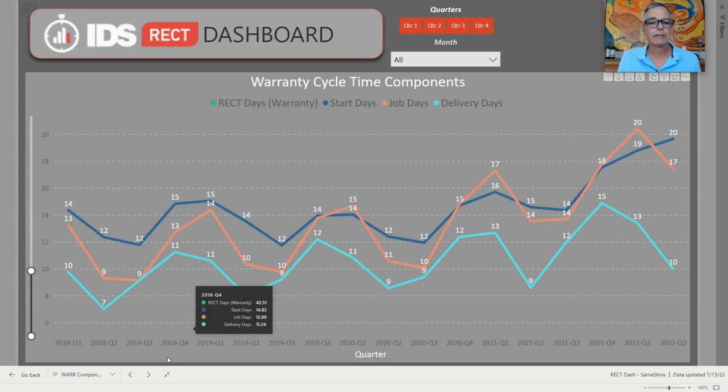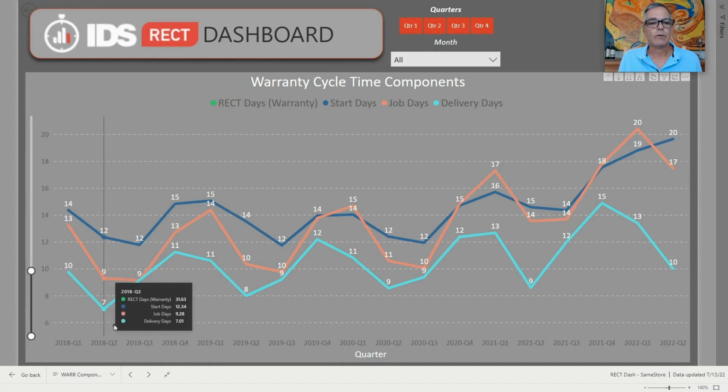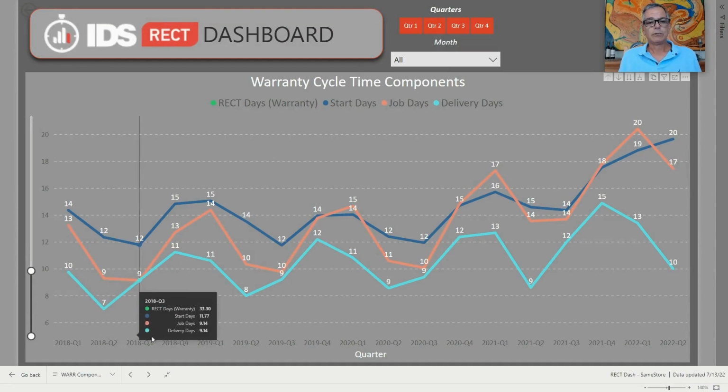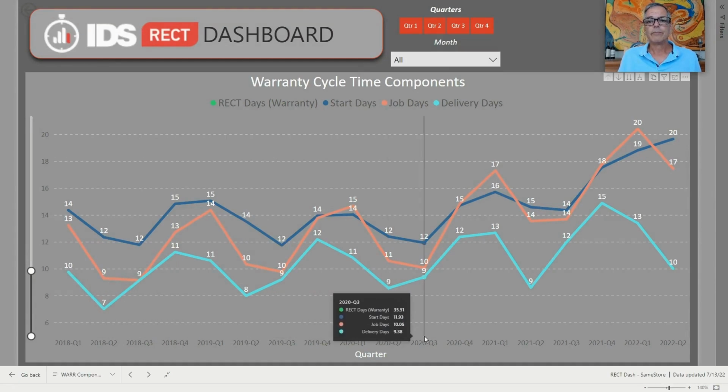The dark blue line on the top is the start days. As you see, it used to average about 12 days in the quarter, and is now up to 20 days. The orange line in the center there is job days, how long it takes to complete all the jobs. That's increased up to about 17 days from 9 days. And then the blue line at the bottom is the delivery days.